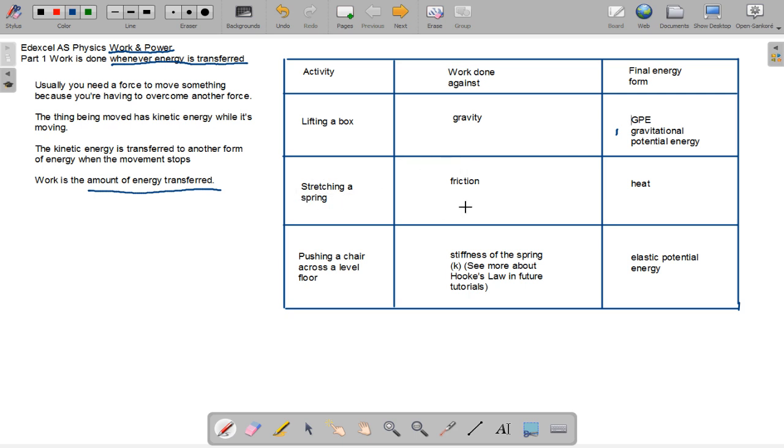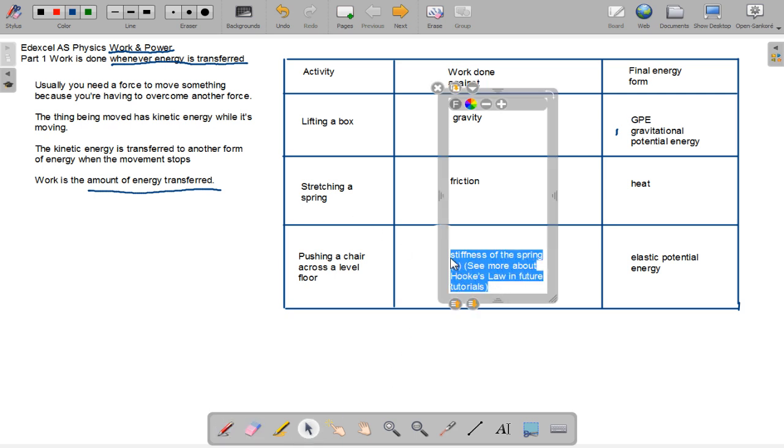Touching the spring is friction, and its final energy form is heat. Pushing the chair across a level floor is the stiffness. Oops. It's got nothing to do with Hooke's law. How embarrassing.